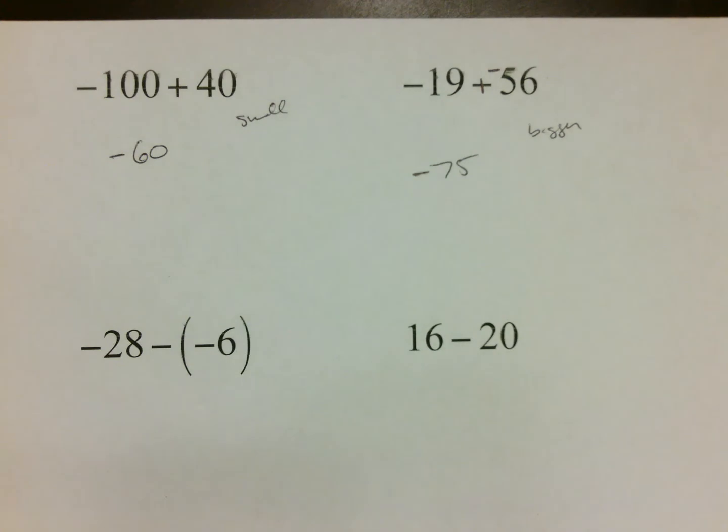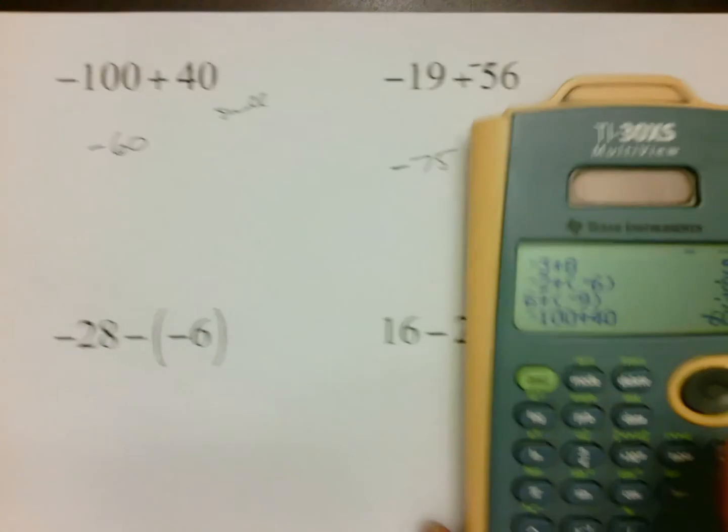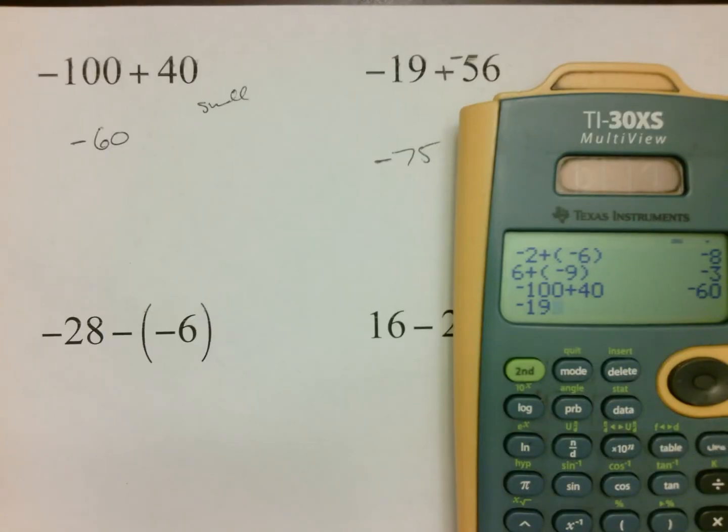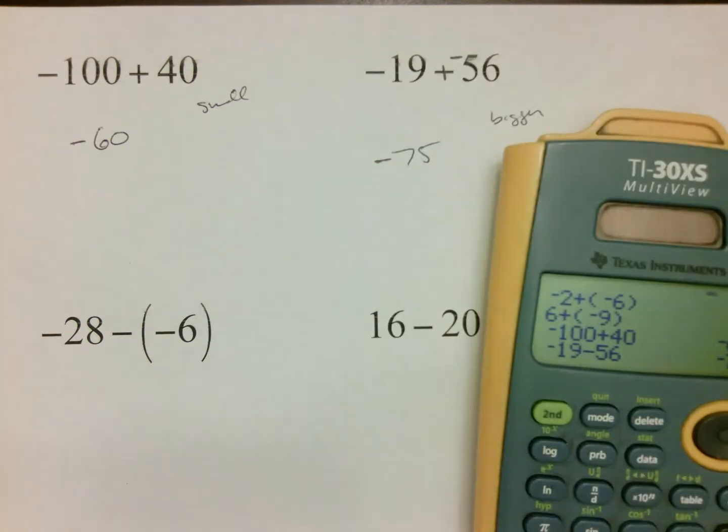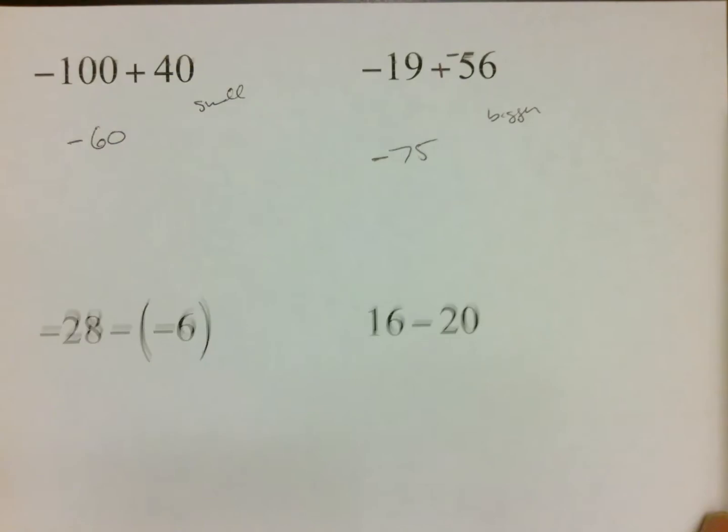And again, what you should do after you think through it is use your calculator to say negative 19 minus 56, exactly what they had there, and check for yourself to see if your answer matches. That's how you get better.